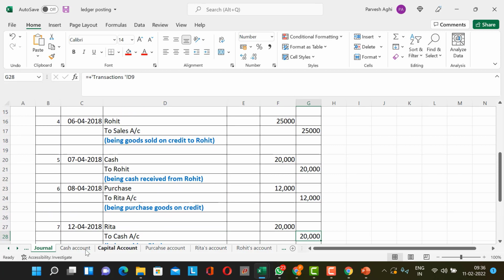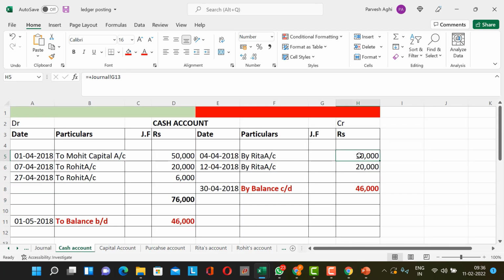So if we go to the cash account, we'll find 10,000 was paid to Rita on 4th of April, and on 12th of April another 20,000 was paid. So that means in the month of April, the business received 76,000, which is basically, if we just put a tab here, we'll get 76,000.